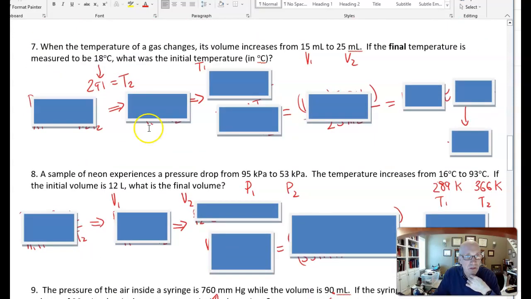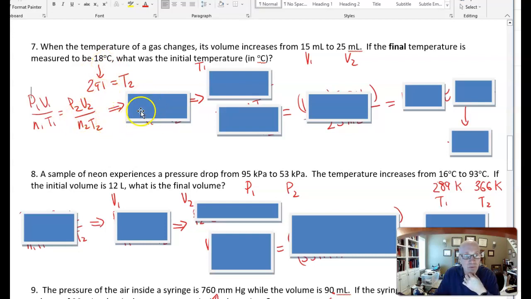Okay, so when the temperature of a gas changes, its volume increases from this to this. All right, so right off the bat, we can tell this is a problem that involves change. So we know it's going to be some variation on this. If something does not change from start to finish, we can take it out of the equation.